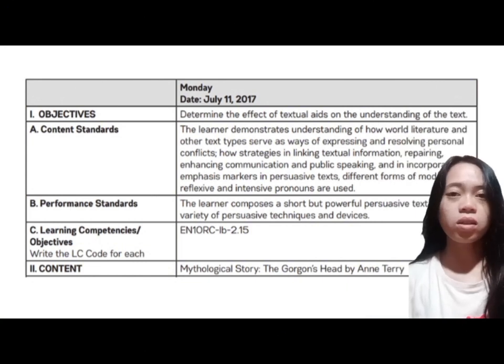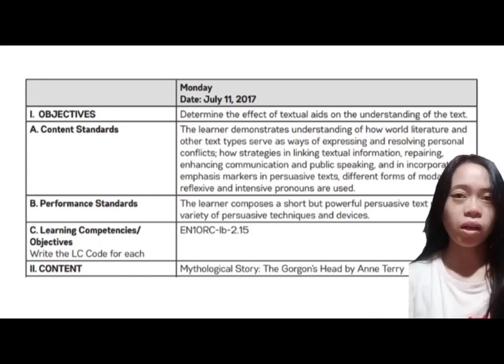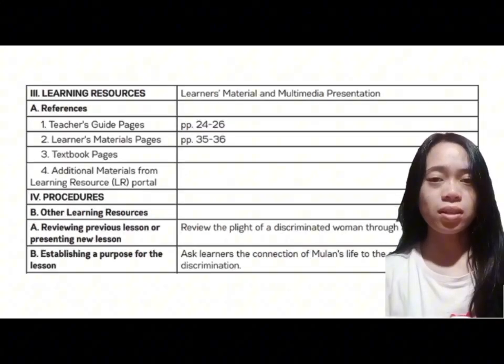Second is the content. So the content is a mythological story. The title is The Corrigan's Head by Anne Terry. So third is learning resources: learners' materials and multimedia presentation.